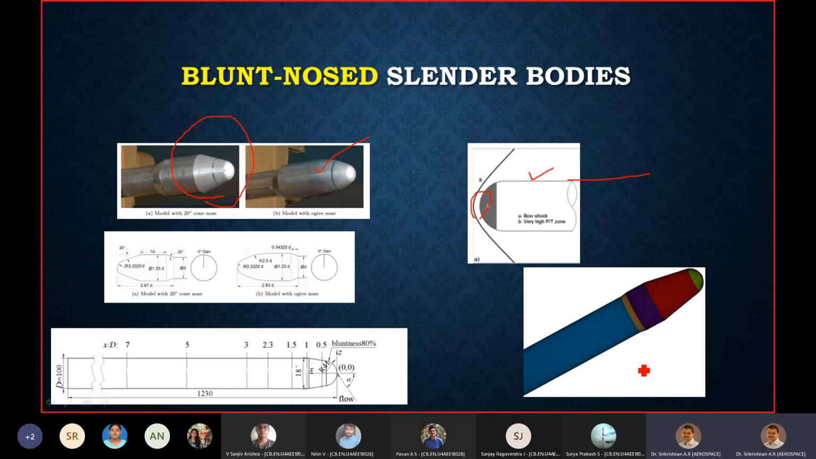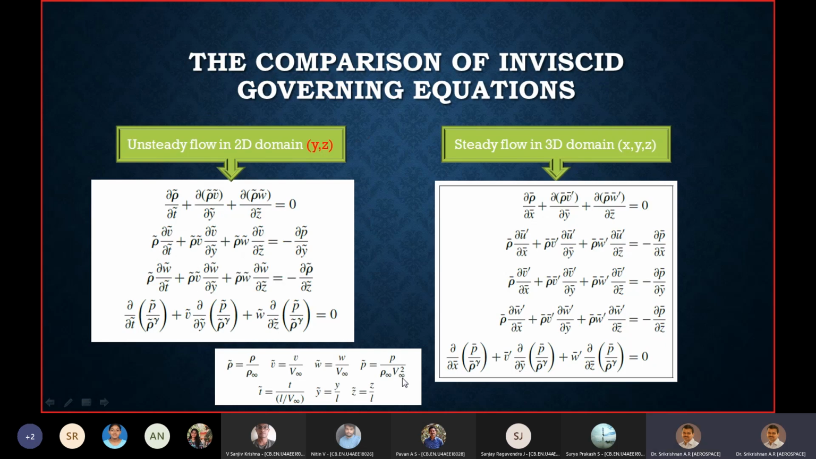Similarly, this is a numerical model which has been analyzed using computational modeling for hypersonic flow past it. And this also is another experimental model where you have a blunt nose but a long structure for the body. So these are the kind of bodies that we refer to as blunt nosed slender bodies, and the applicability of what we are going to discuss further is going to be restricted to blunt nosed slender bodies.